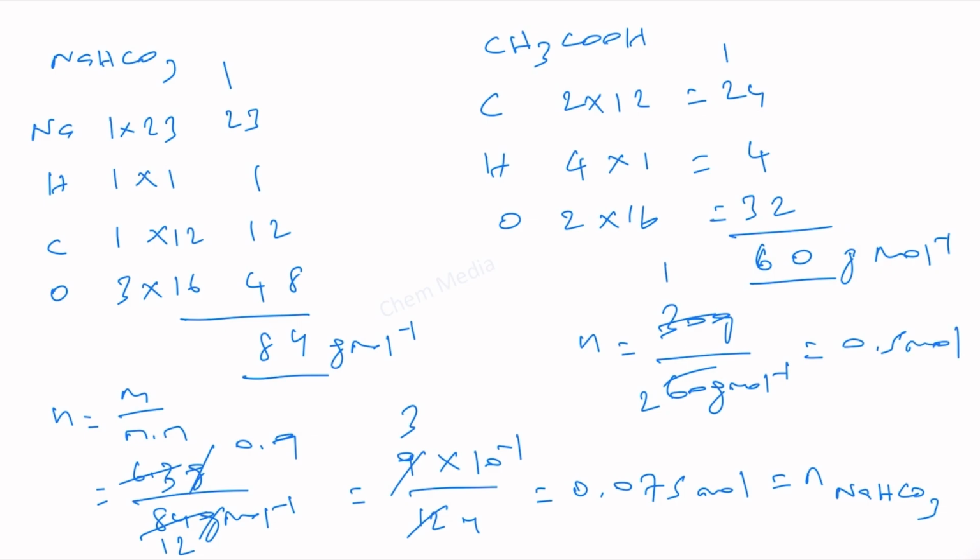So, in terms of mole ratio, which is less? Sodium bicarbonate is less, and therefore that is our limiting reagent, and acetic acid is the excess reagent here. This means we can write that number of moles of sodium bicarbonate is equal to the number of moles of CO2. That means number of moles of CO2 is going to be 0.075 moles.